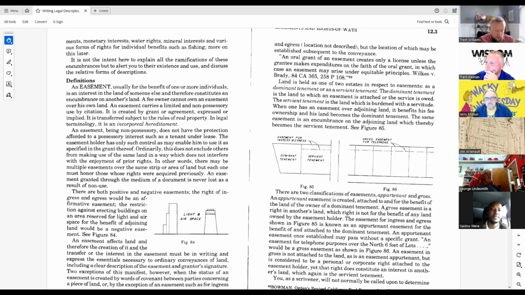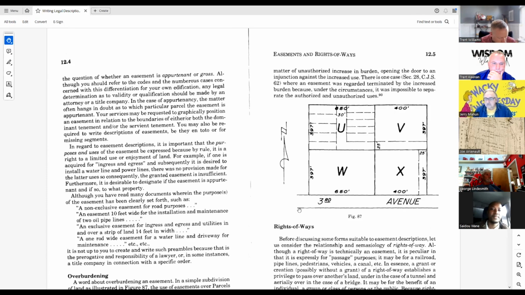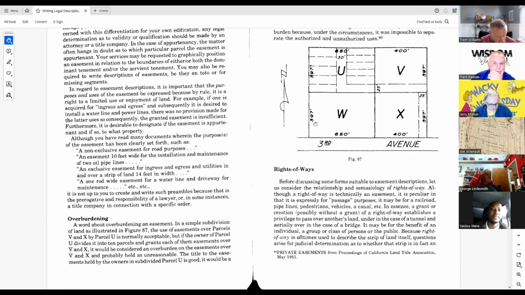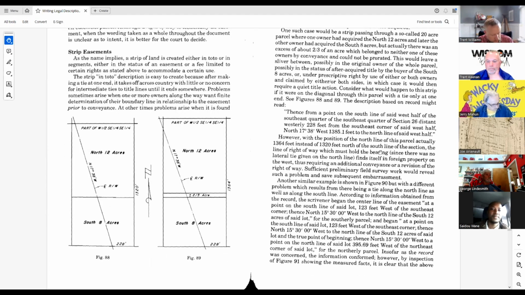Continuing on here, he talks about different types of easements, and the first one he gets into is strip easements, and he says, as the name implies, a strip of land is created either in toto or in segments, and that should have been total, I think, total or segments, either in the status of an easement or a fee limited to certain rights as stated above to accommodate a certain use. The strip, and I guess he does mean to say toto. Does anyone know? That's one I didn't look up, but I assumed that should say total. It was a typo, but I don't know.